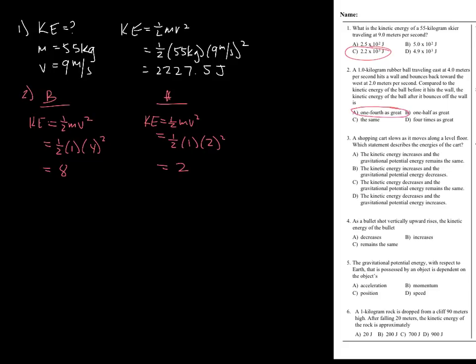Okay, number 3. A shopping cart slows as it moves along a level floor. So keyword, it's slowing down, and it's moving along a level floor. We're looking at kinetic and potential energy. How do they compare? If the shopping cart is slowing down, we're thinking about kinetic energy because that relates to motion. If it's slowing down, it's decreasing, so we're crossing out A and B. That means we have to look at potential energy. We are on a level floor, we're not changing height. If we're not changing our height, that means gravitational potential energy stays the same.